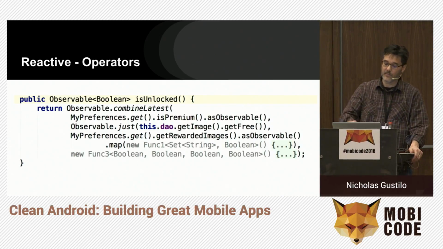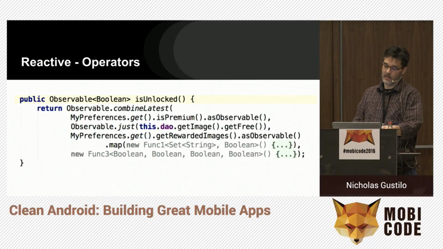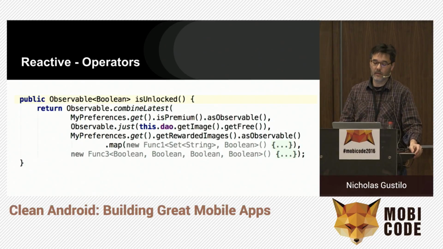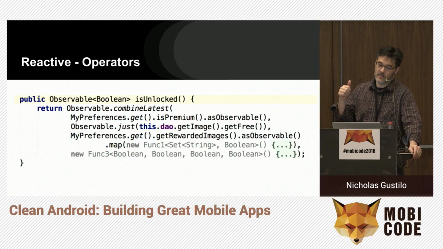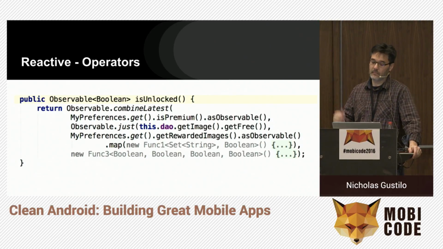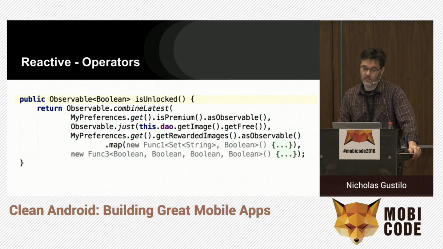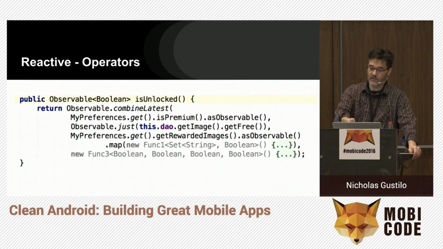And we have basically three things being done. We're using observable.combineLatest, so we're doing a combine operation. Below it, we have the three things we check. First is a preference called isPremium, and we are doing an asObservable, which means you get an observable of this. This is a preference that basically tells us whether or not they have a subscription. The second is whether the image itself, and here we're using observable.just, is just a free image, not a premium image anyway. And the third one is to check if it's a reward image.